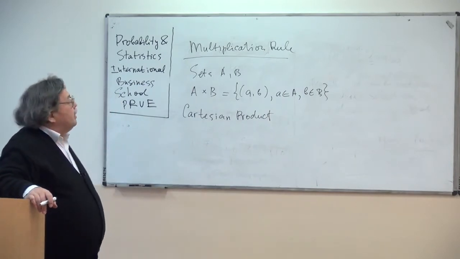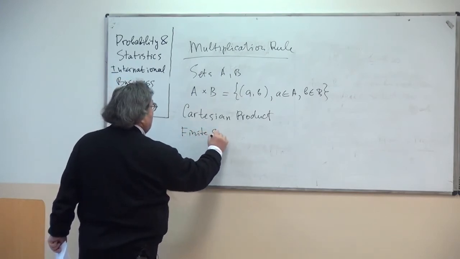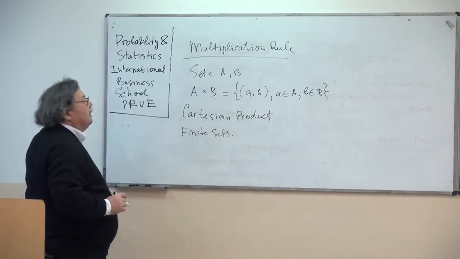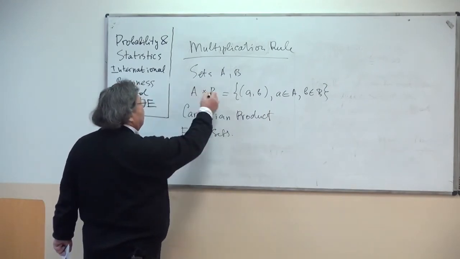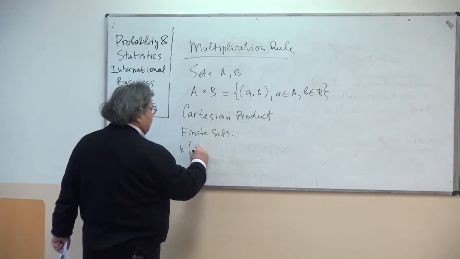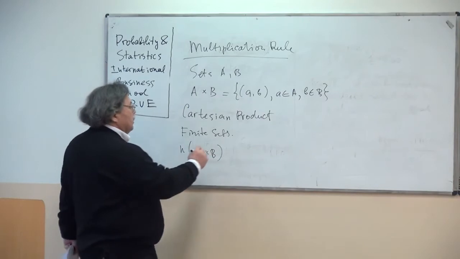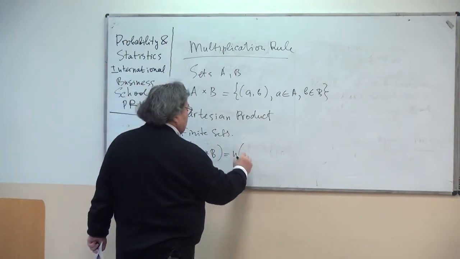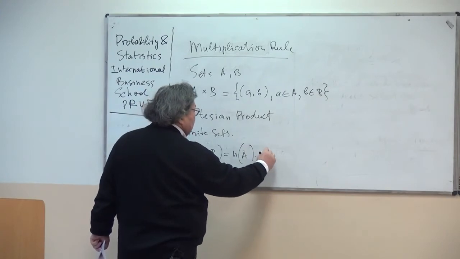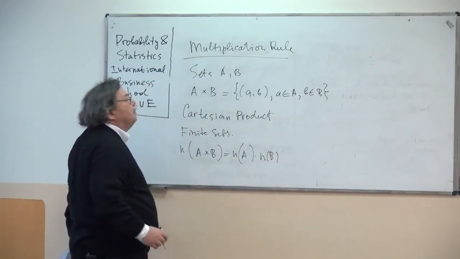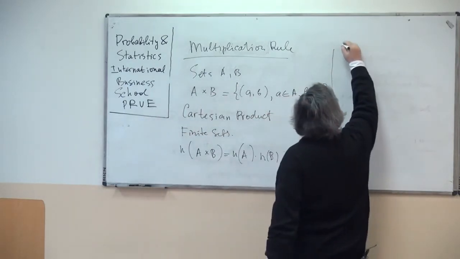Now, suppose both sets are finite. If both are finite, then this Cartesian product is also finite, and the number of elements in the product is equal to the number of elements in A times the number of elements in B. Again, simple enough. Let's give it some very simple examples.